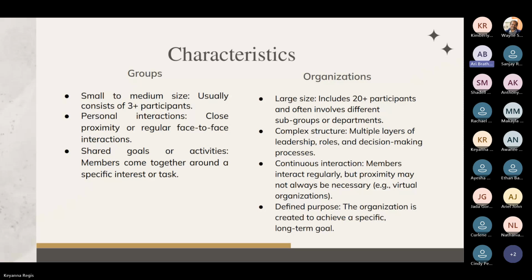Organizations have a complex structure with multiple layers of leadership, roles, and decision-making processes. Continuous interaction between members where they interact regularly, but proximity may not always be necessary. For example, virtual organizations. They also have a defined purpose. The organization is created to achieve a specific long-term goal. Next slide.